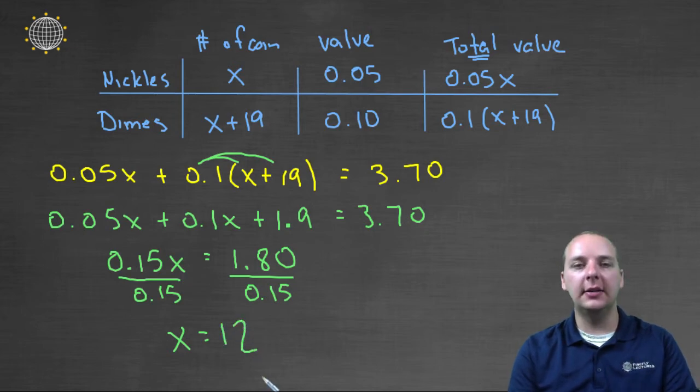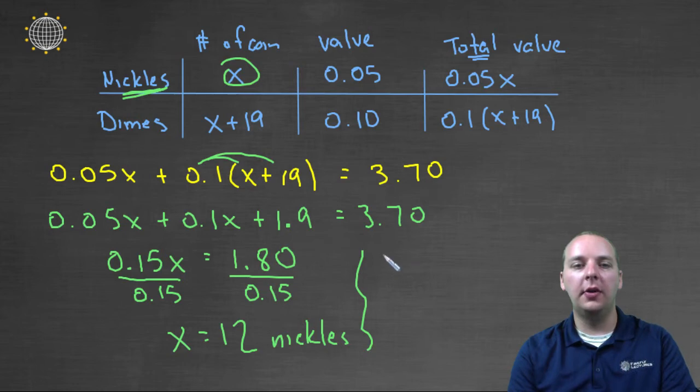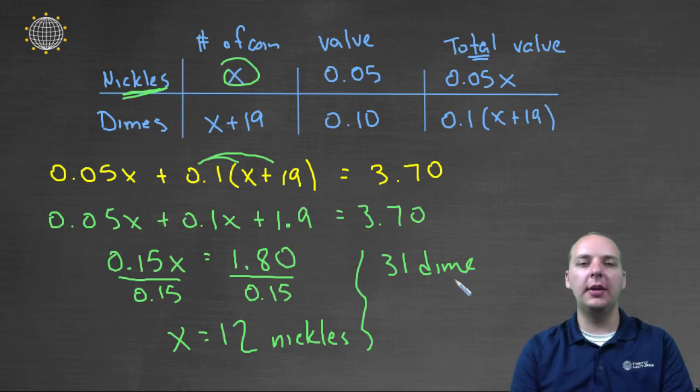Now, what is x? Let's look back at our table. Do you see what x is referring to? X is the number of nickels. So there are 12 nickels. And that also means that there are a total of 31 dimes. Now, how did I know there was 31 dimes? Well, you remember we said that there was 19 more dimes than there were nickels. So I took 12 plus 19.